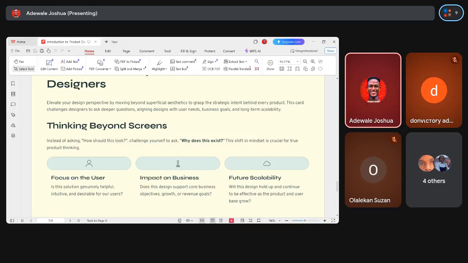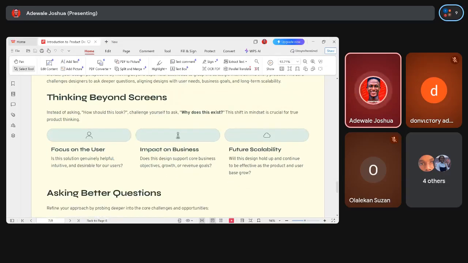Now there are times you already have the picture of how your screen looks, but there is a part where you ask yourself, why does it exist? That actually guides you and directs you on how to build or come up with challenging screens, screens that your client or the intending user would see and they will be wowed, which is beyond the aesthetics. So now it focuses on the user, impact on business and future scalability.